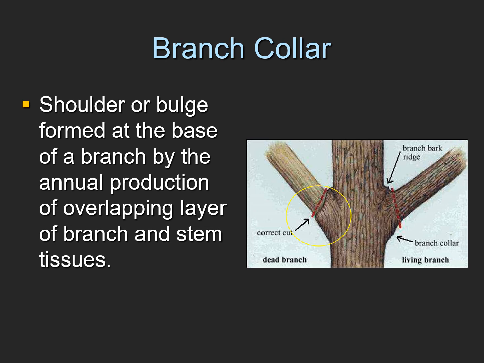Here is the shoulder or bulge formed at the base of a branch by the annual production of overlapping layers of branch and stem tissue. Basically, if you look there in the picture, we call it the branch collar. That's just the raised area next to where that branch meets the actual trunk. So your correct cut is just right at that branch collar, not further in or further out. The branch collar grows faster and will grow over that wound a lot faster if it's allowed to be cut close but not cut off, and that way you'll get that covered over and sealed up before decay sets into the trunk.